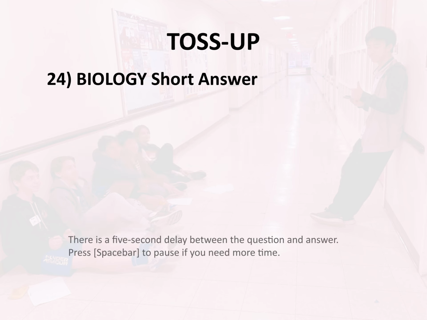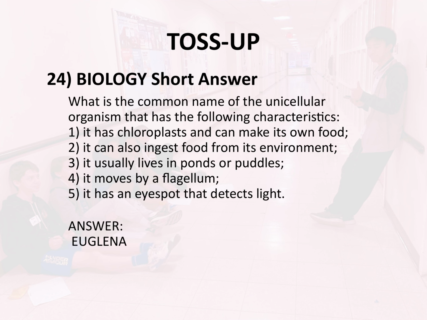Toss-up, 24. Biology. Short answer. What is the common name of the unicellular organism that has the following characteristics? 1. It has chloroplasts and can make its own food. 2. It can also ingest food from its environment. 3. It usually lives in ponds or puddles. 4. It moves by a flagellum. 5. It has an eye spot that detects light. Answer. Euglena.